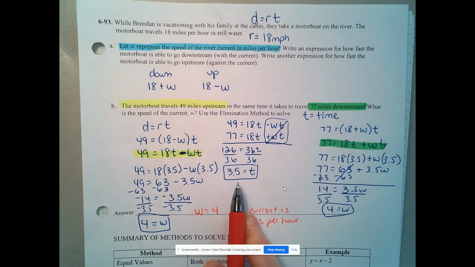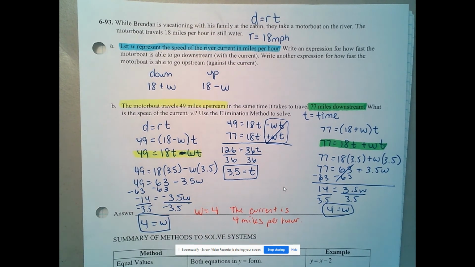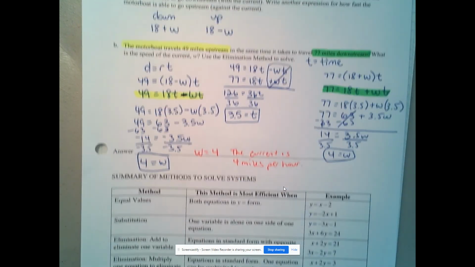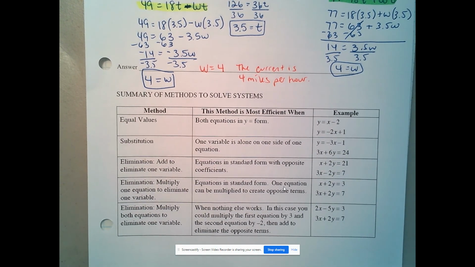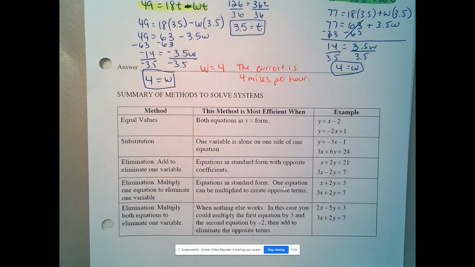And the other part of the answer is that these two boats were both traveling for 3.5 hours, but that's not really what the question was asking for. But you can always go back and put that in. All right, the only thing left on the page there is just sort of a cheat sheet or like a reminder, what would be the best methods to use and why.